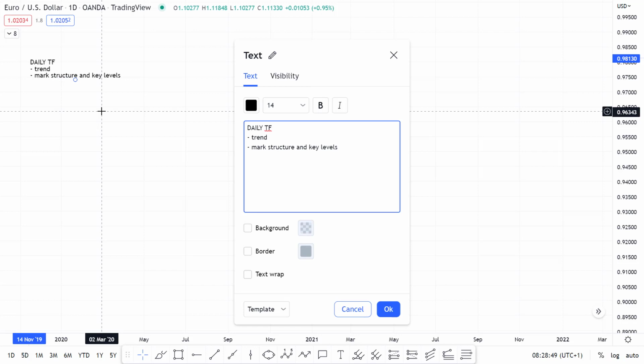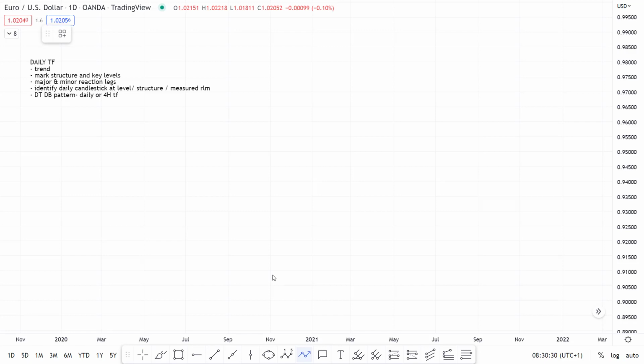We're then going to mark structure and key levels on this time frame, as well as major and minor reaction legs. We're going to identify a daily candlestick at one of these levels or structural points, or using the measured reaction leg measurement, which I will talk about with you in more detail, and I have a really useful tool for doing that. Once all these points line up and we are ready for a trade entry, we just need to find the specific entry point, when to get into the trade. That's when we'll be looking for the double top or the double bottom pattern on either the daily or the 4-hourly time frame. So let's have a look at a few examples here.